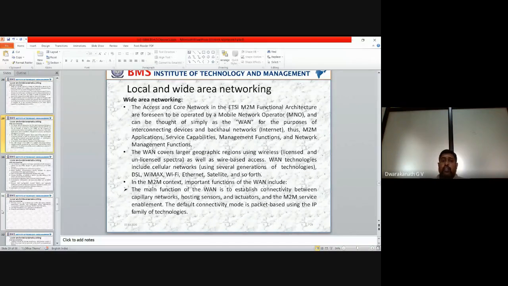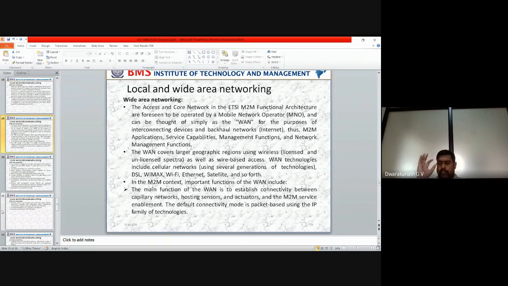WAN technologies include cellular networks, DSL, WiMAX, Wi-Fi, satellite networking, Ethernet networking. Everything will be there. So you have to decide when to use satellite networking, when to use Ethernet networking, and between which sub-networks to use which type of network. So heterogeneously, all these types of networks will be connected to the main server, the main hub. So imagine, no human interactions will be there.